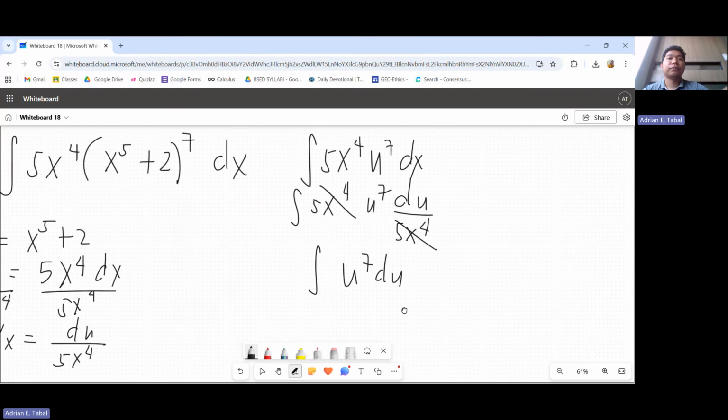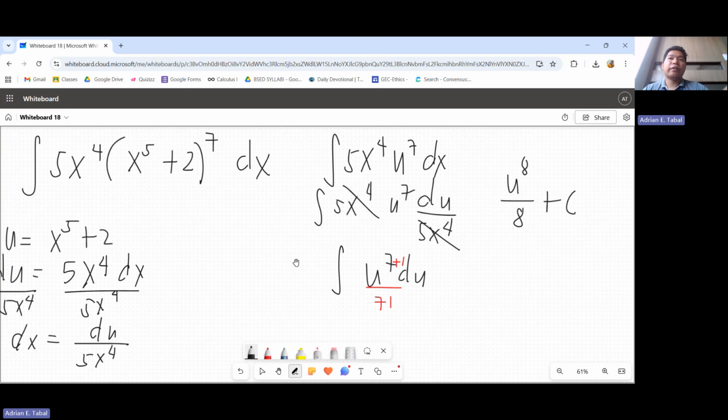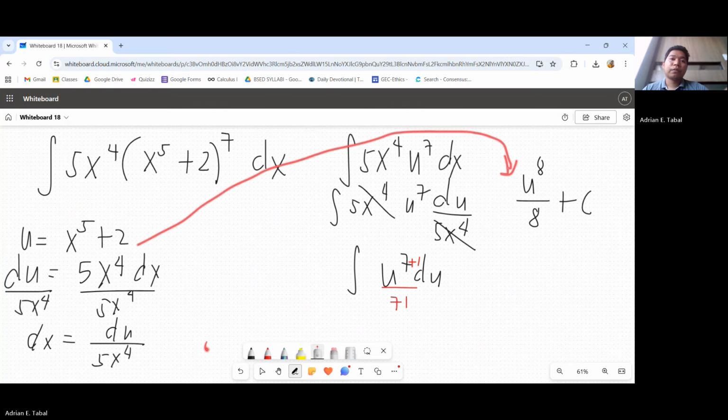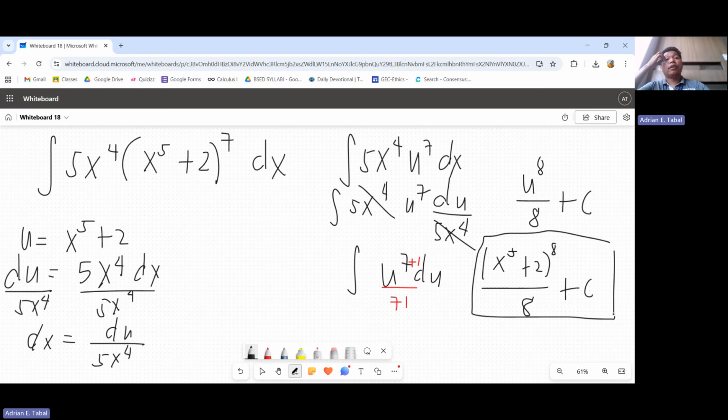Using power rule, plus 1, also 7 plus 1. So we can write u raised to 8 over 8 plus c. And since we have the value of our u, which is x raised to 5 plus 2, we will substitute it with our u. So that is x raised to 5 plus 2 to the power of 8 all over 8 plus c. And this is how we find the integral of this function using U-substitution.